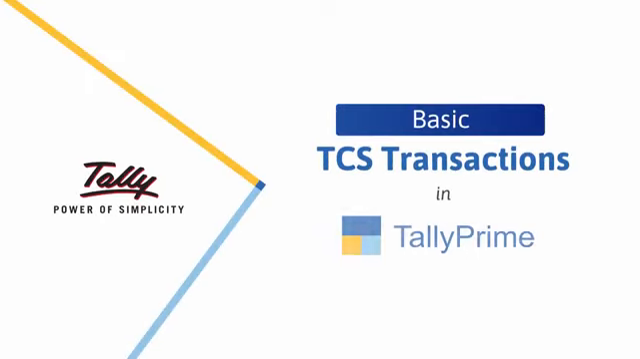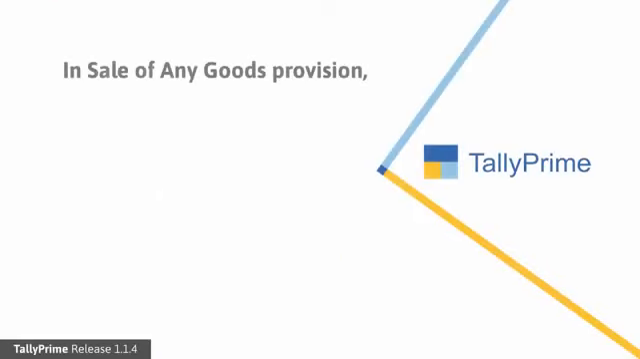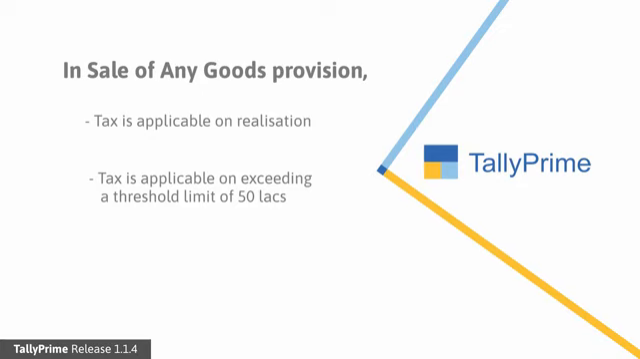Welcome to TallyPrime videos. In this video, we will look at the steps to record some basic TCS transactions related to sale of any goods using TallyPrime. To start with, for the new TCS provision, that is, sale of any goods, tax is applicable on receipt basis and not at the time of sale. Also, it is applicable when the value of transactions related to the party for sale of any goods provision exceeds 50 lakhs in the current financial year and only on the value above threshold limit.